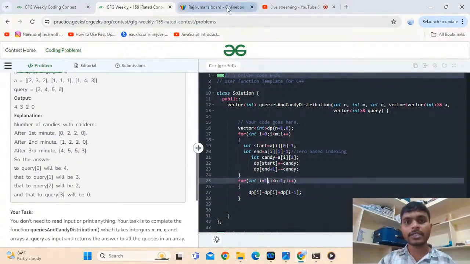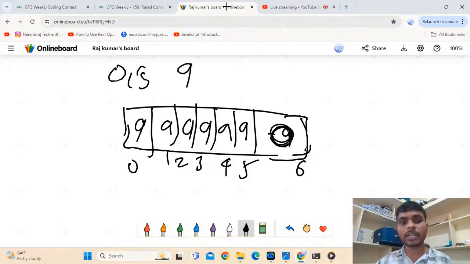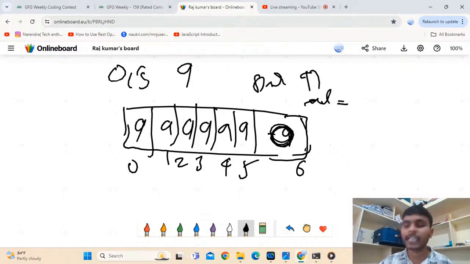In unit of traverse, yes, present dp of I is equal to dp of I. I am filling this from this to here. I will get 9 here. Previously 9 minus 9, it becomes 0. So 0 to 9 we are filling with 1. So at the starting index I am increasing, and at the ending index I am decreasing with that candy.